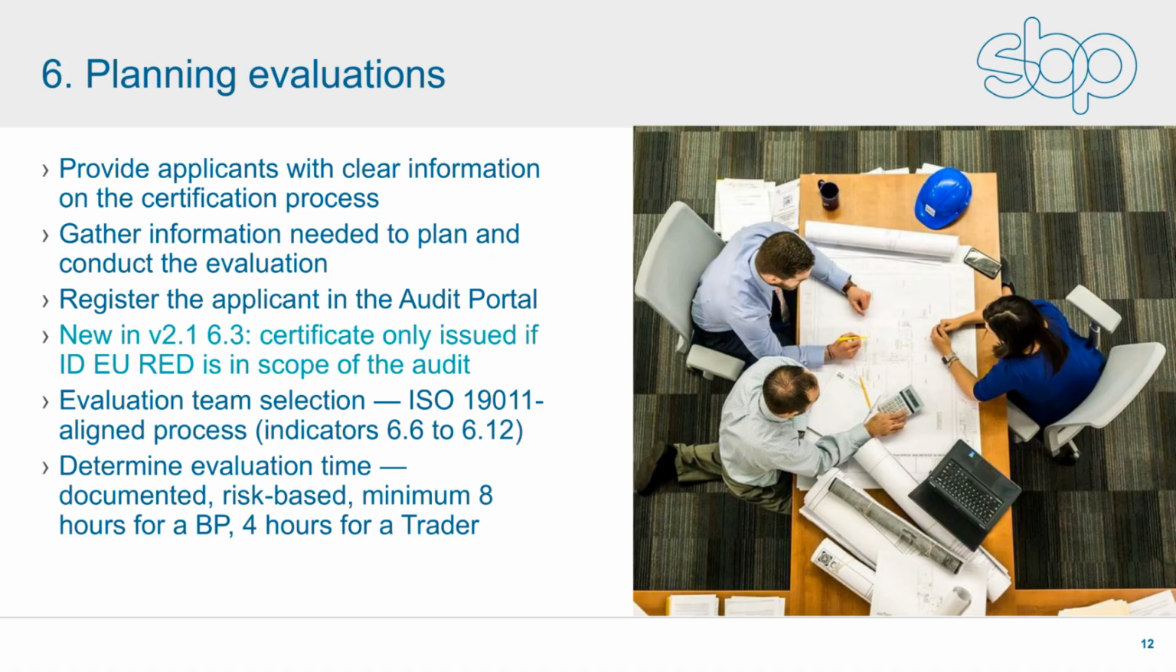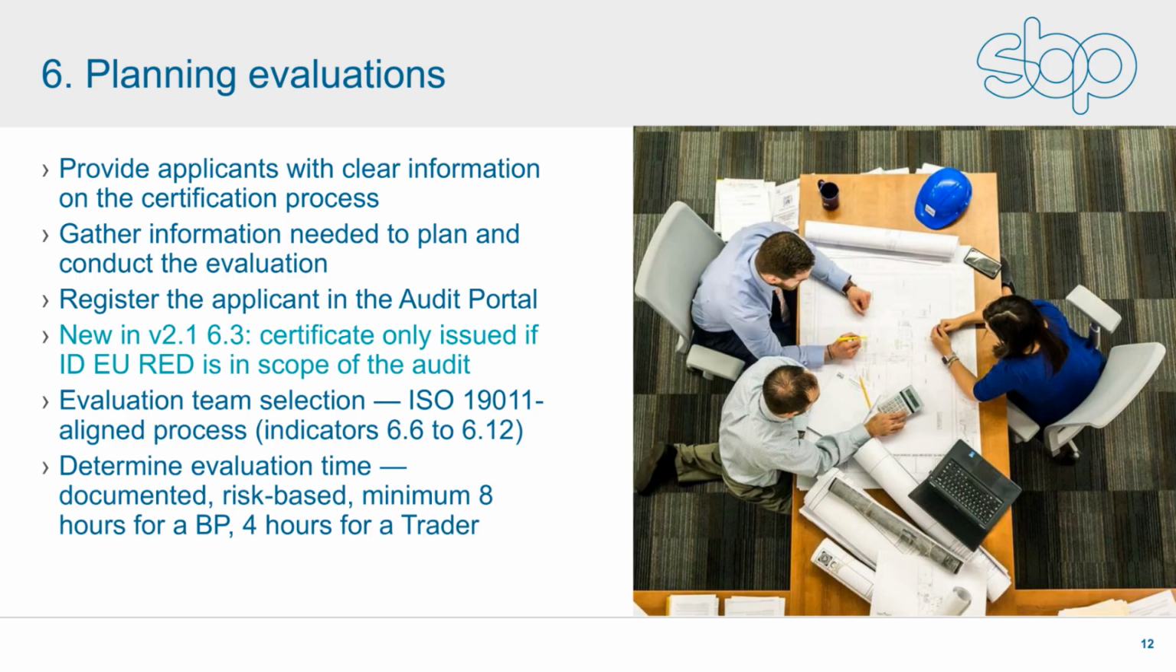Section 6 covers the planning of evaluations. The certification body must provide applicants with all the information they need about the certification process and the SBP certification requirements. When an application is received, the certification body must obtain the information it needs to plan and conduct the evaluation, and it must register the applicant in the audit portal.